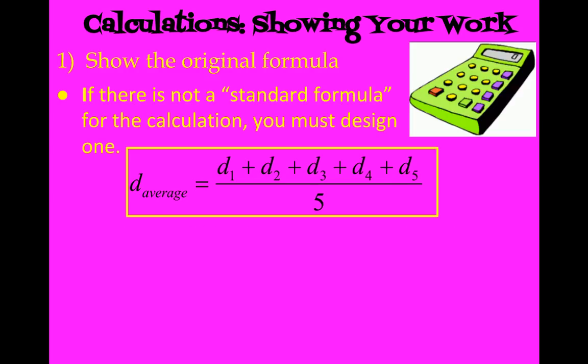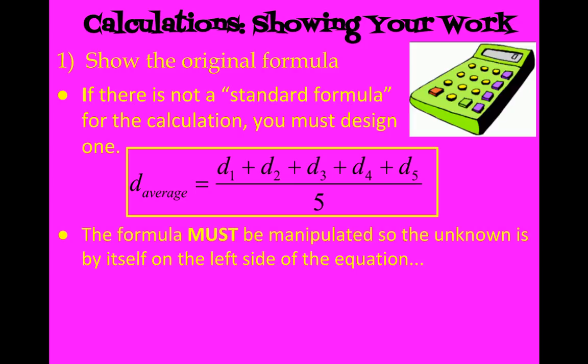The other situation is the formula has to be manipulated so that the unknown variable is by itself on the left side of the equation. All right, so what does that mean? Well, we're going to be talking about density, so let's look at the density formula. Here we've got it. So this formula is fine, and if you're trying to calculate the density, it's mass divided by volume, and you're good to go.